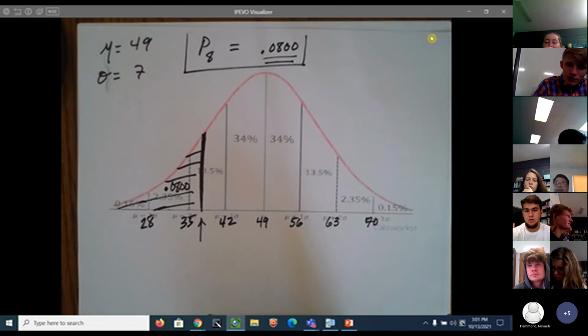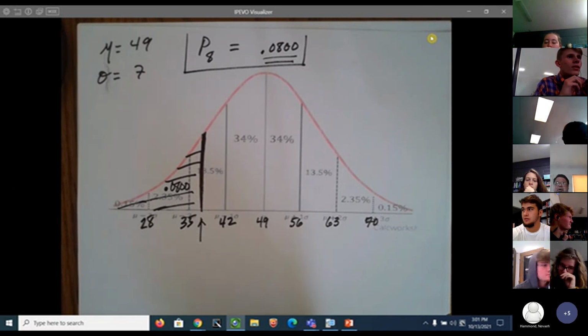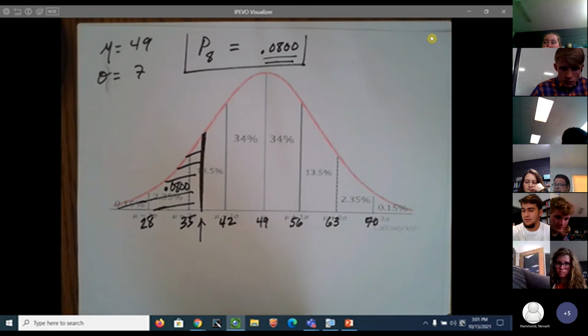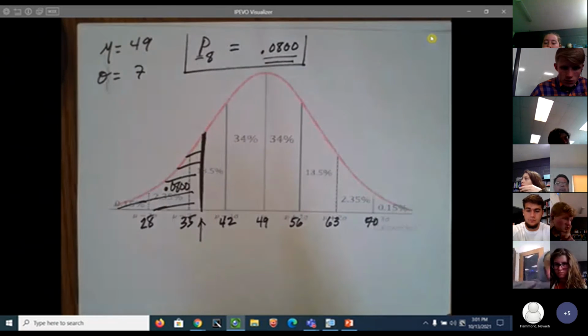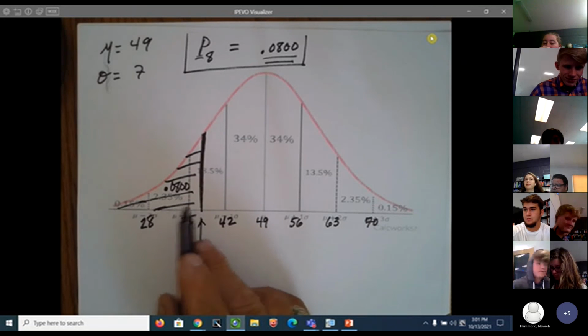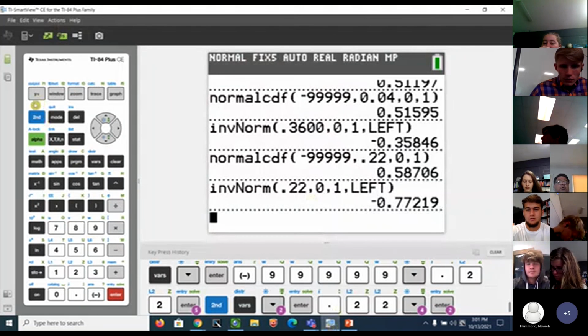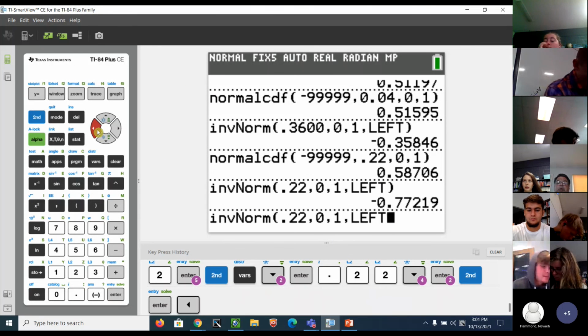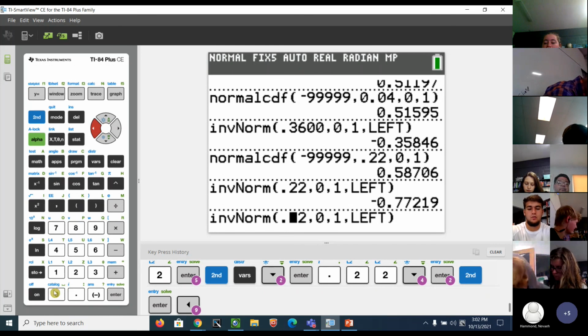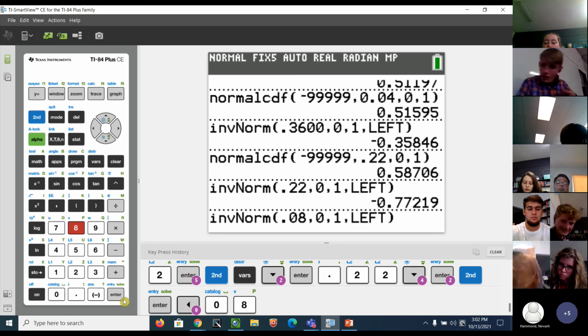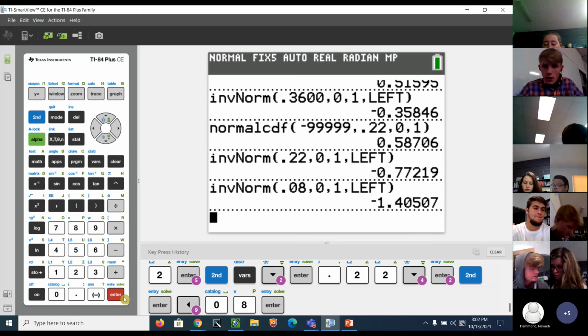See, why would I put a Z letter when I'm giving you an area? Why would I do that? That's backwards. If I'm giving you an area, I'm going to give you a P. I'm not going to give you a Z. Okay, so somebody give me inverse norm, I'll just do it. Inverse norm, second, enter. And that's going to be 0.08, and enter. Negative 1.4.